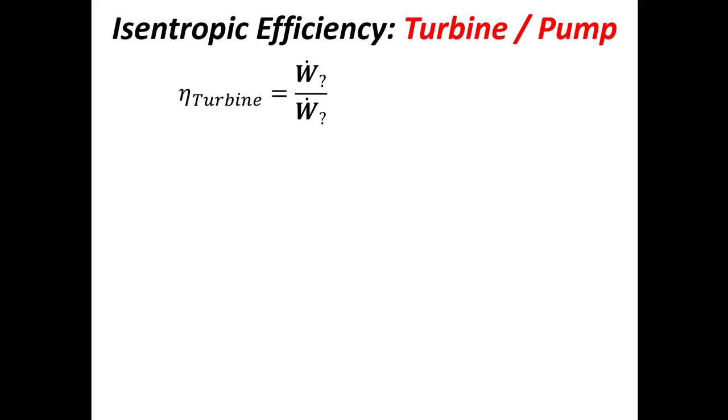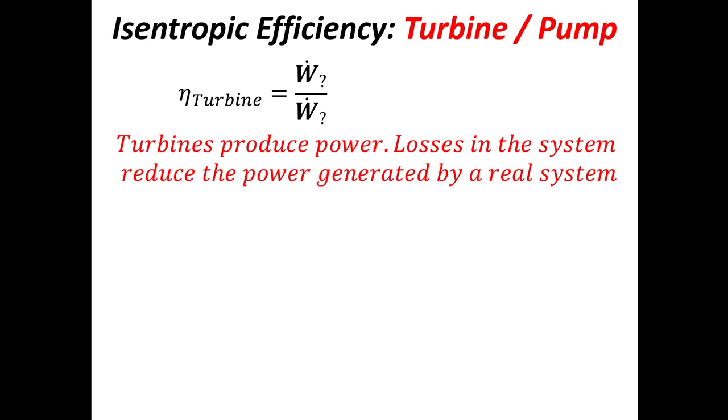If we have a real turbine or a real pump, we might be interested in the isentropic efficiency of those components. Turbines produce power, and they lose power in the real system. So the real system has losses, so it produces less power than the ideal system. For a turbine, we put the real power divided by the ideal power, because our efficiencies always have to be less than 100%.